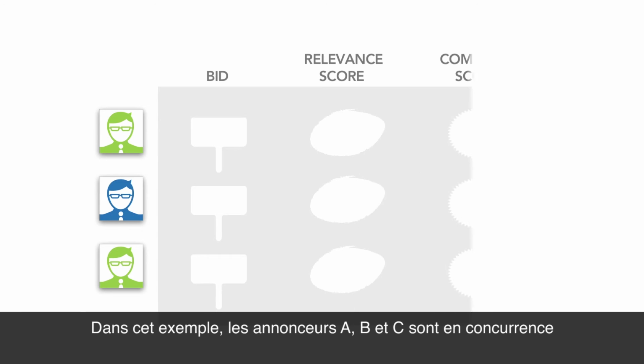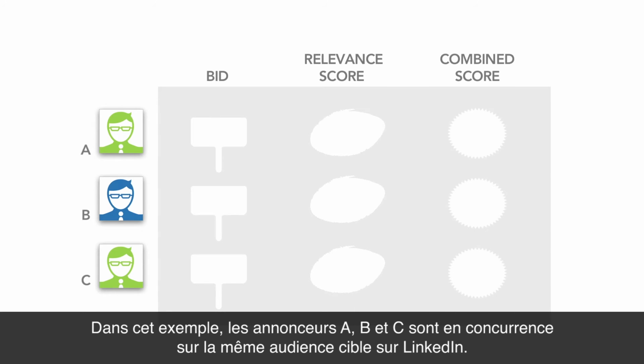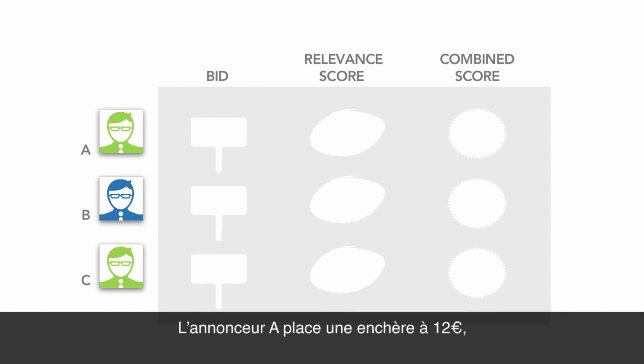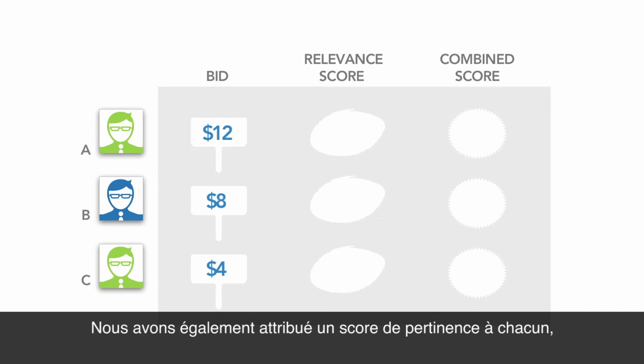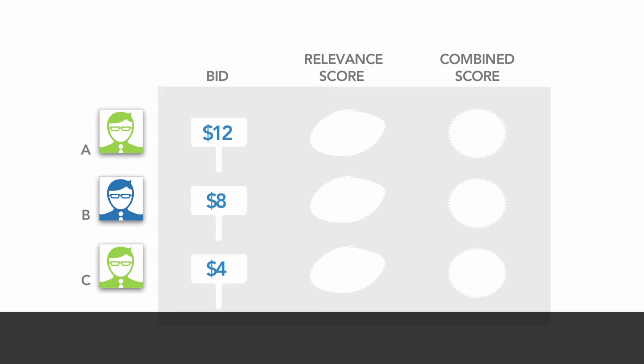In this case, advertisers A, B, and C are all competing with each other for the same target audience on LinkedIn. Advertiser A has a bid of $12. Advertiser B bids $8, and advertiser C bids $4. We've also assigned each advertiser a relevance score. You can see here that their respective relevance scores are 4, 9, and 3.